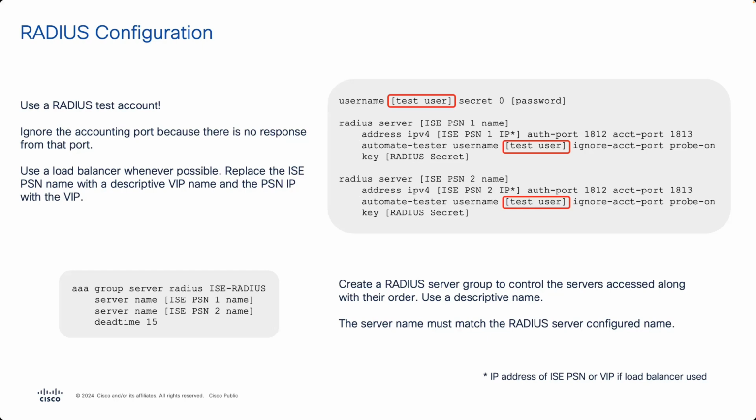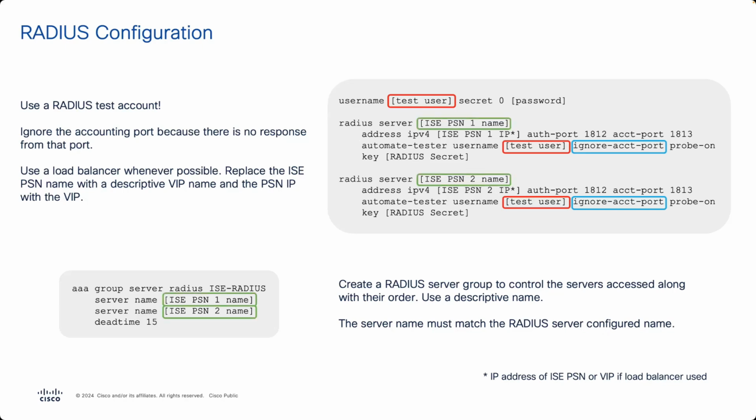And keep in mind, the test account doesn't have to receive a successful authentication. A failed authentication would still consider the server alive because the switch received a response. That's the key. It's wanting a response. So no response, server dead. Any response, pass or fail, server up. Then the ignore accounting port. The reason I have that in there is because there is no response on accounting, so there's no reason to monitor that port. We only care about the authentication port.